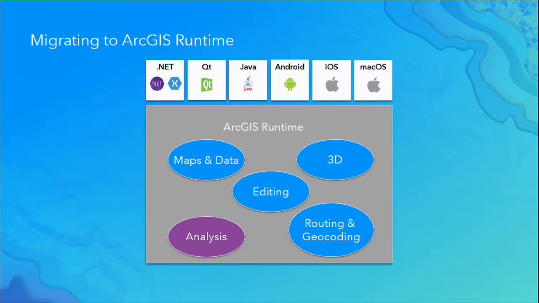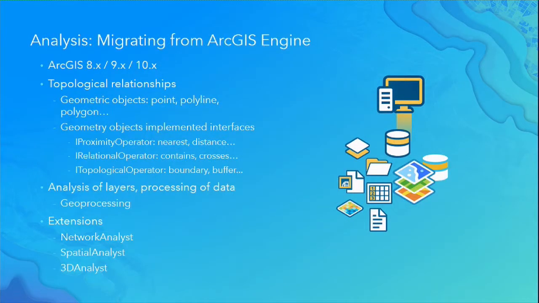Okay, moving through from maps and data right through, now we're on to analysis. So analysis within ArcGIS Engine then was essentially based on, if you're working at the granular geometry level, topological relationships. So the geometry objects, point, line, polygon, they implemented interfaces, IProximityOperator, ITopologicalOperator, and that allowed you to perform some of those kind of low-level geometry-based analysis. You could also do analysis of layers using geoprocessing, and then there are extensions for specific types of analysis as well.